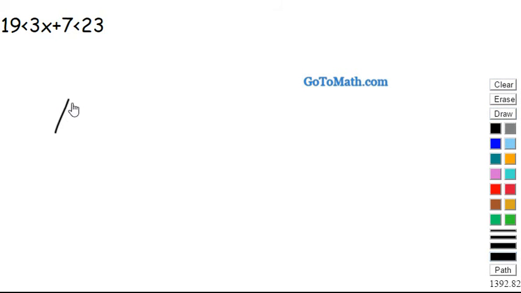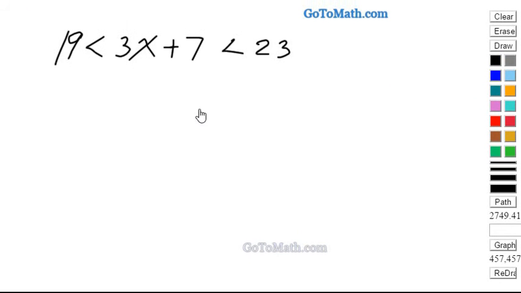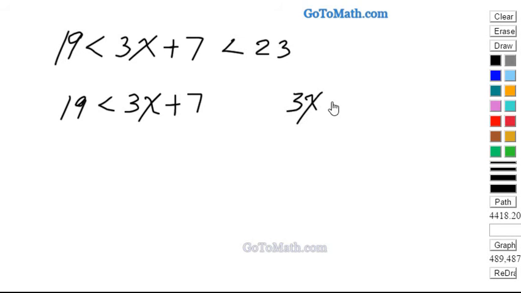Alright, so we have 19, so I guess we'll practice this problem again. 19 is less than 3x plus 7, which is less than 23. So remember, we're going to split this problem up into two separate ones. Focus on the 19, which is less than 3x plus 7, right? We'll focus on that. And then we'll look at 3x plus 7 is less than 23. Alright, and then look at that one.